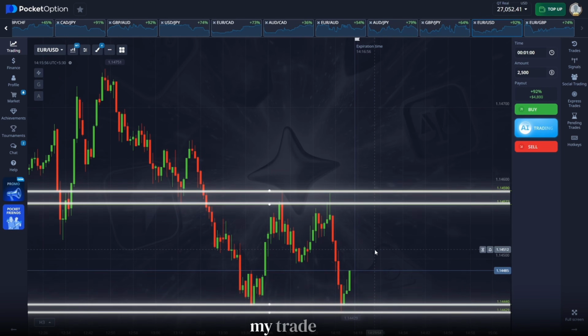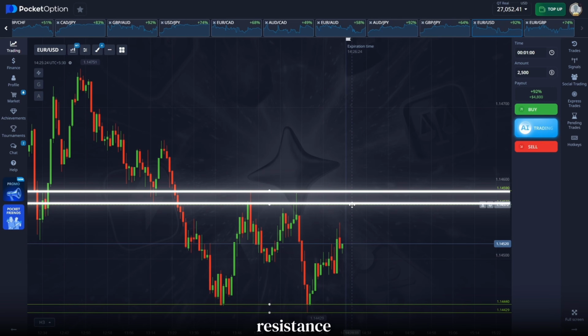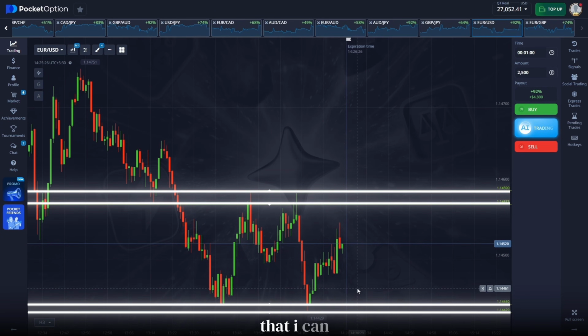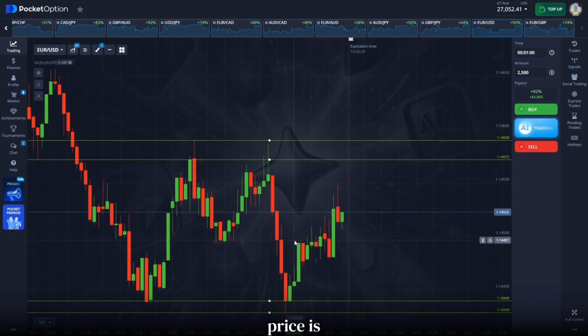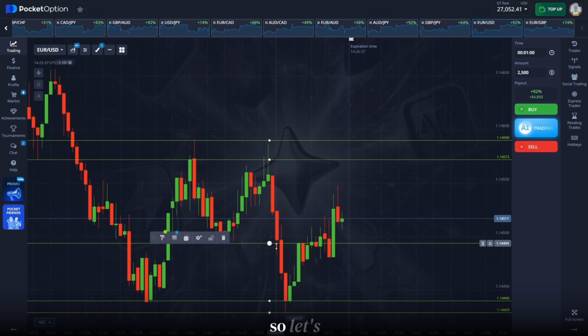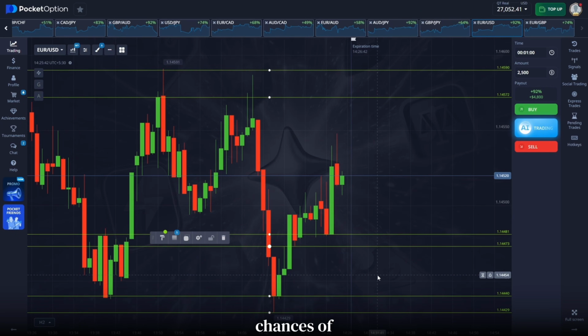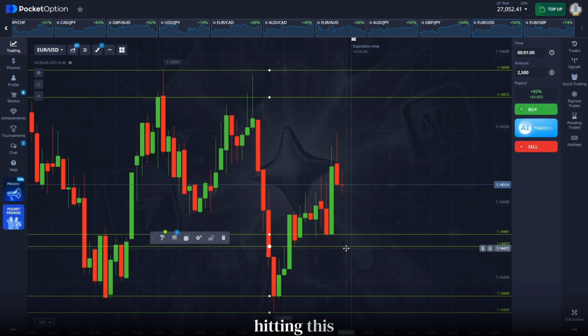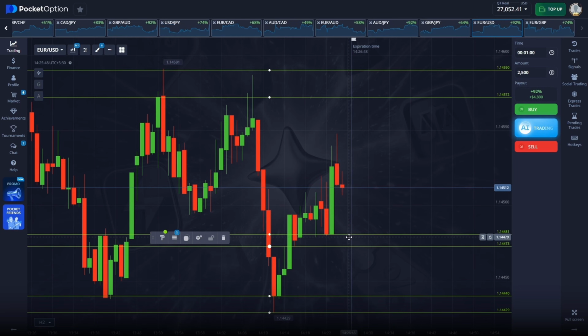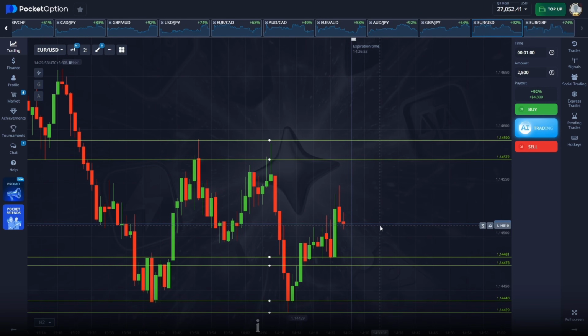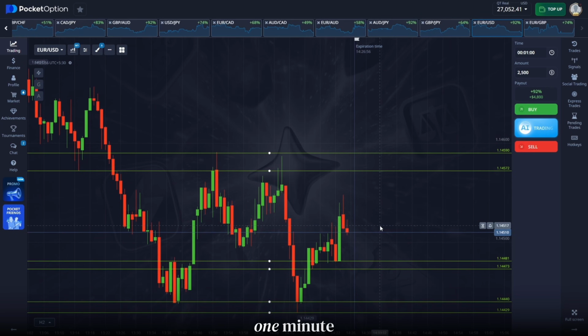On the Euro US dollar chart, I was waiting for the price to either hit this resistance or hit this support so that I can take a reversal trade. But you can see that price is moving in this uptrend, and it recently created this support zone, which I want to use for a reversal trade. So let's wait for the price to fall and hit this zone, because chances of price reversing after hitting this zone are very high. If price reaches this zone, retests it and forms an instant reversal confirmation on the 5-second chart, I will take the trade, and will not wait for the 1 minute candle to close.